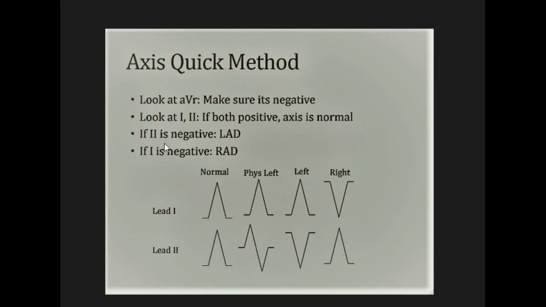So this is the whole summary of what I have just said in the previous slides. First of all, you have to look at AVR and make sure that it's negative. If it's negative, there is no limb lead reversal. Then you have to look at lead 1 and 2. If both are positive, then you have a completely normal axis. After that, if you have some problem with lead 1 or lead 2, if one of them is not positive, then you have to look further into lead 2 and lead 1. If lead 2 is negative with a positive lead 1, you're going to have left axis deviation, and if lead 1 is negative with a positive lead 2, then you have right axis deviation.